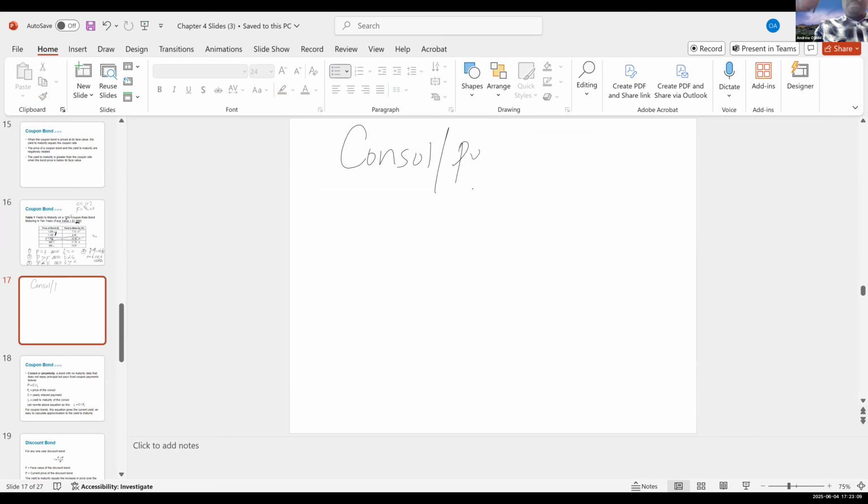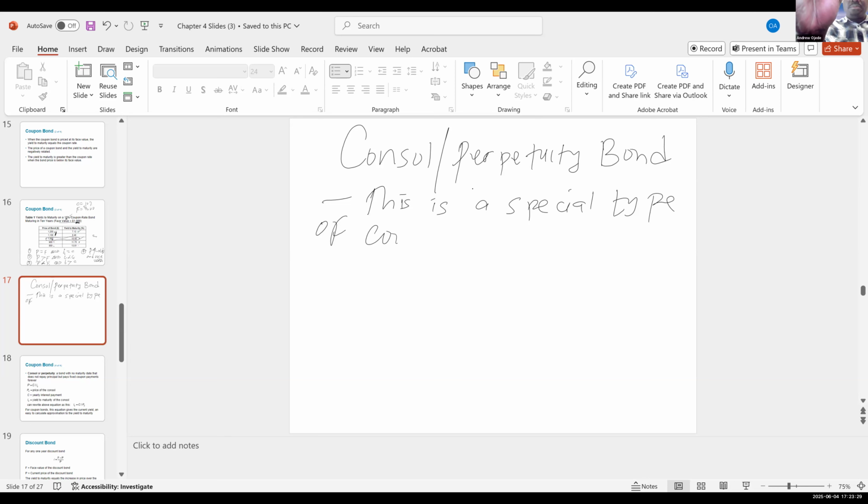Consol is also known as a perpetuity bond. Perpetuity basically means what consol basically means. This bond is a special type of coupon bond which pays coupons forever. So there's no end date. This bond has no maturity date. Forever or indefinitely.